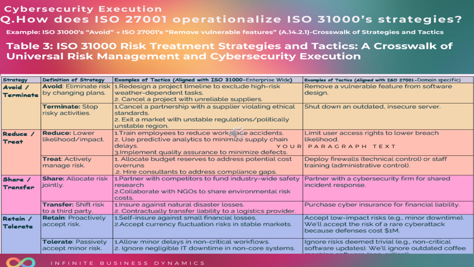Reducing risk might mean limiting user access rights, while treating risk could involve deploying firewalls. Transferring financial liability, ISO 27001 ensures cyber insurance aligns with supplier agreements. Even retaining or tolerating risk has a place: accepting minor downtime for non-critical systems or ignoring low-impact vulnerabilities. This synergy turns high-level strategy into tactical action.